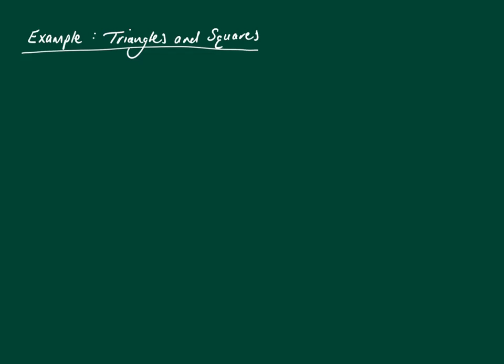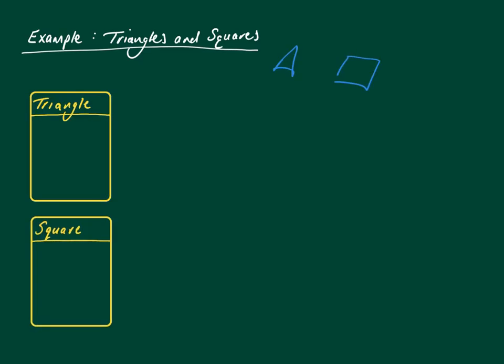So let's look at an example of polymorphism, and in this example we're going to use two simple classes, one for triangle and one for square. Now these two classes, they're not linked in any way, they don't inherit from a superclass, they're separate classes. But we're going to look at the data items that we'd have to store for each of these classes.